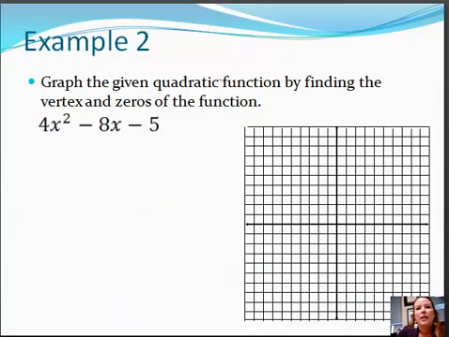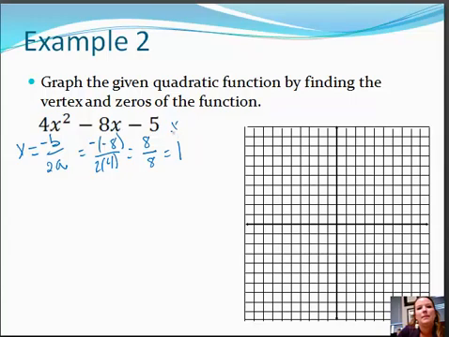So we have the quadratic function, and we're graphing it by finding the vertex and the zeros. First things first, let's find the vertex. x equals negative b divided by 2a. So x is equal to negative 8 over 2 times 4. Negative 8 is positive 8, 2 times 4 is 8, so I'm going to say that that is 1.